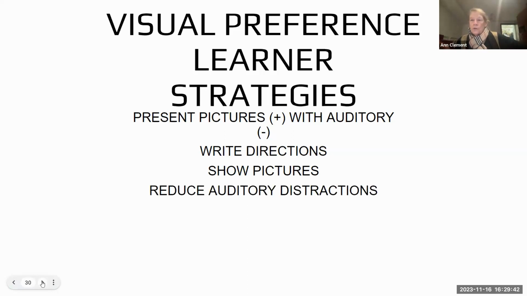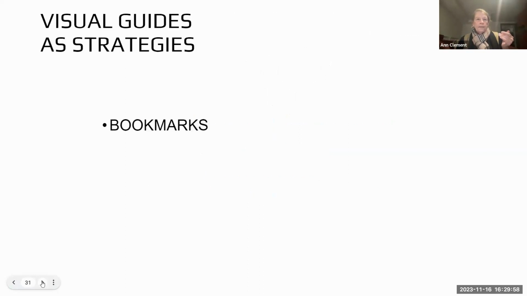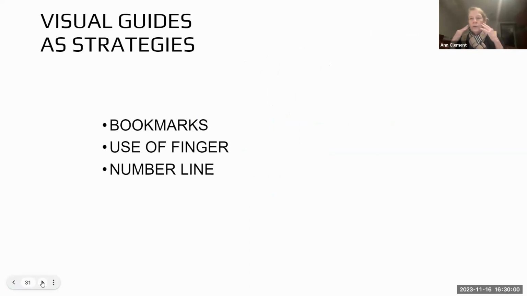Reduce auditory distractions. A visual learner has to really focus on the vision. But if there's a lot of noise in the background, it's hard for them to focus visually. So here's some things you can do to reduce the distractions. To reduce the auditory distractions, you can use headphones for the child, so the outside noise is not heard.